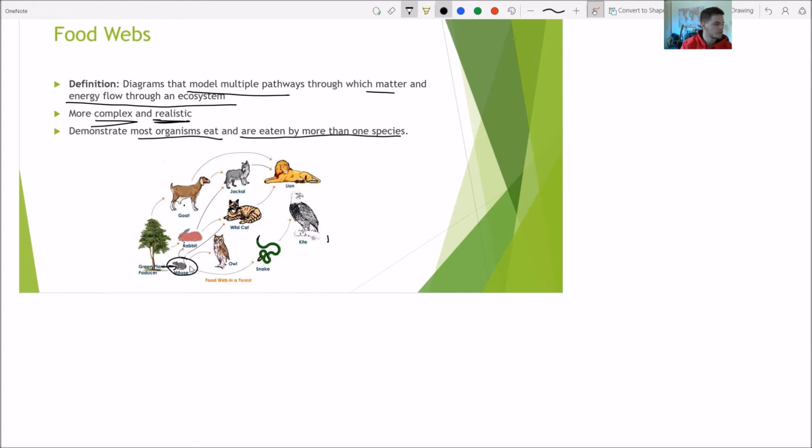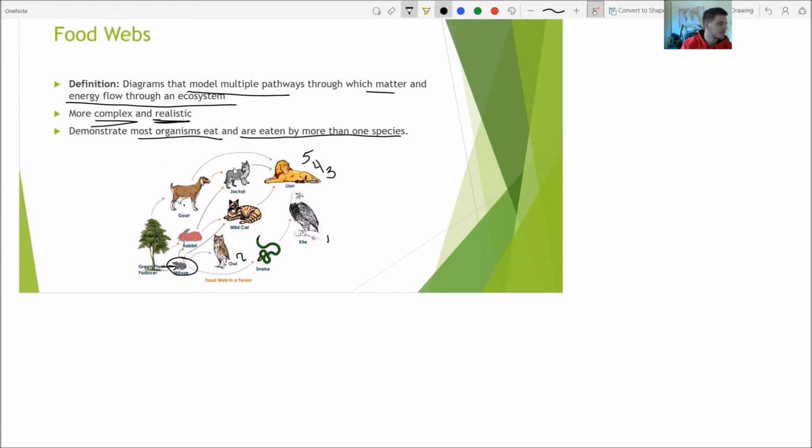The mouse is also eaten by an owl, so that's a second food chain. Let's follow this arrow up. We can see the mouse is eaten by a wildcat, which is eaten by a lion. That's our third food chain just for this mouse. The mouse can be eaten by a rabbit, and then a wildcat, and then a lion. Fourth, the mouse can go to the rabbit, and then the jackal, and then the lion. That's 5 food chains just for this mouse.